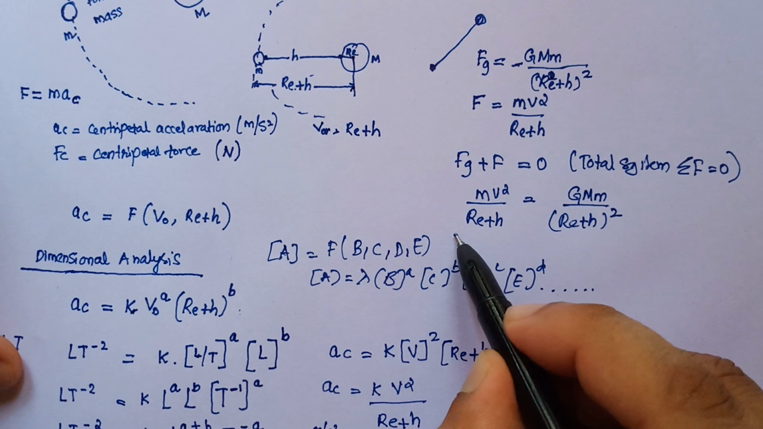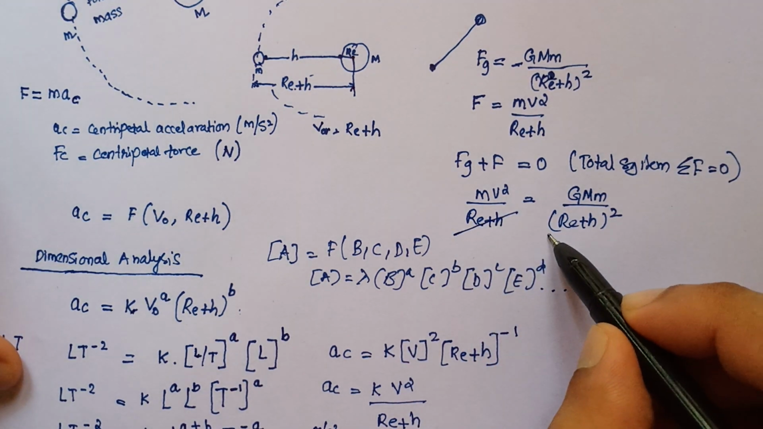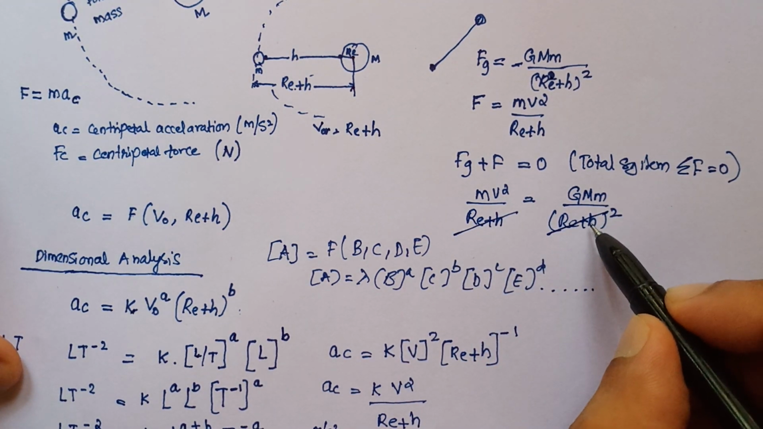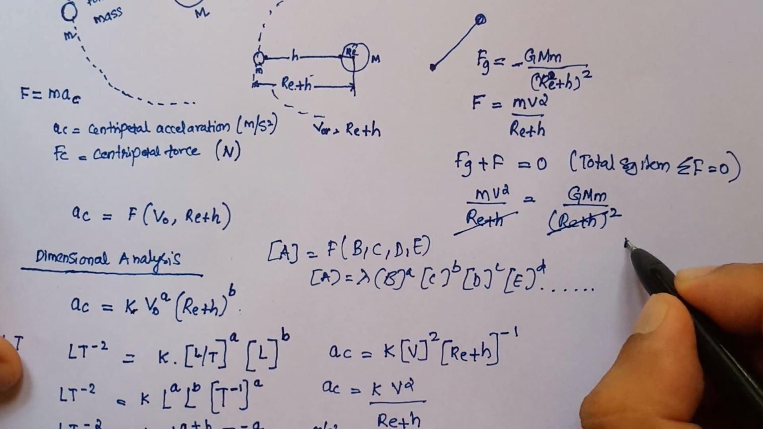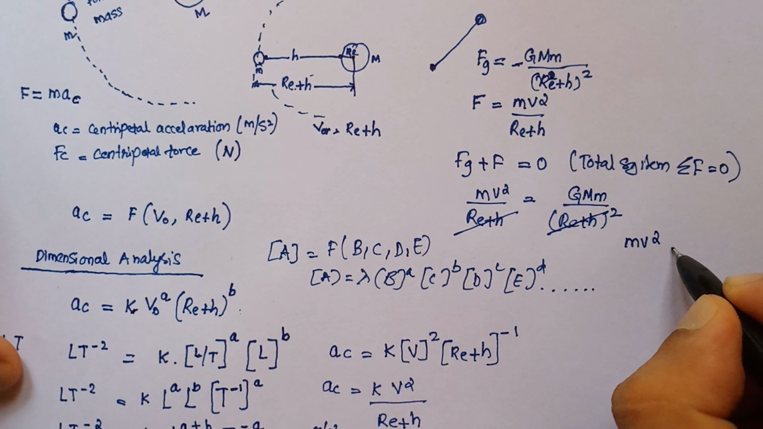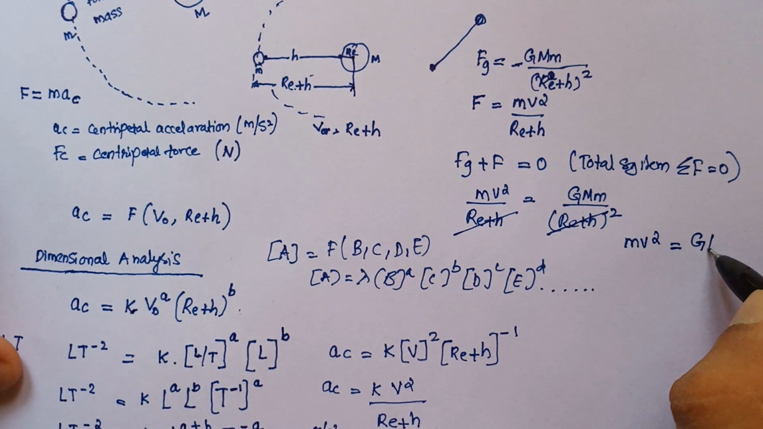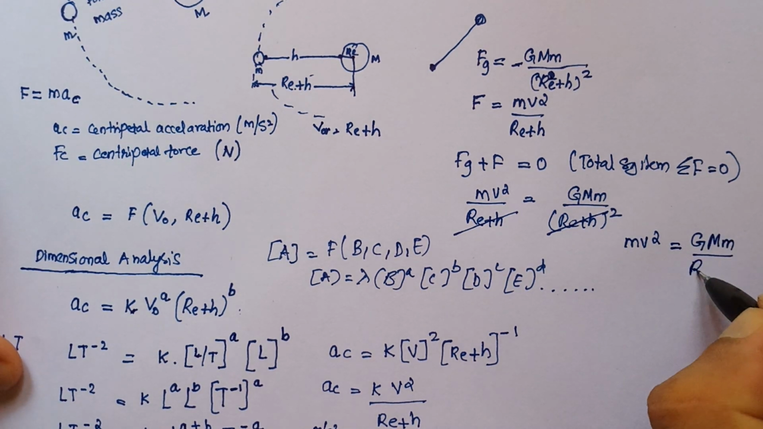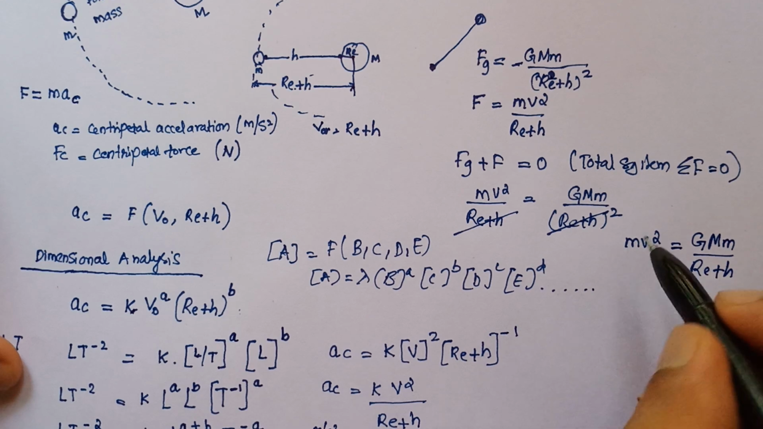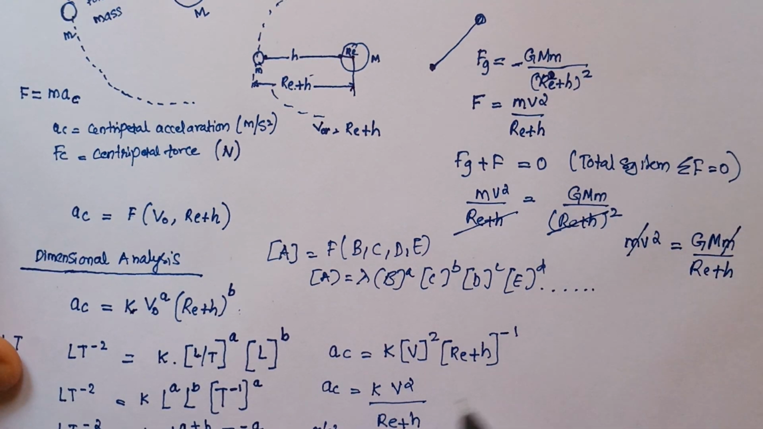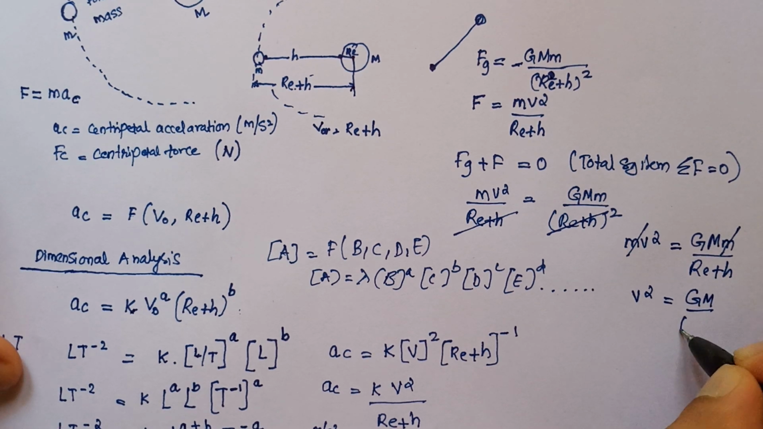Now you cancel the one (Re + h) here, and again you are remaining with one (Re + h) over here. So you get mv² should be equal to GMm by (Re + h), and now your m gets cancelled off. You end up with v² is equal to GM by (Re + h).